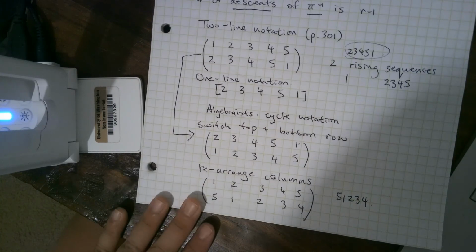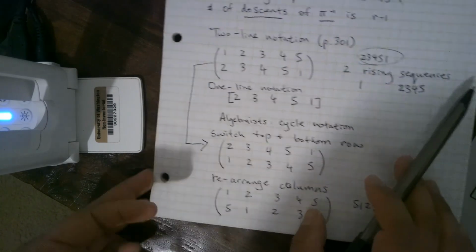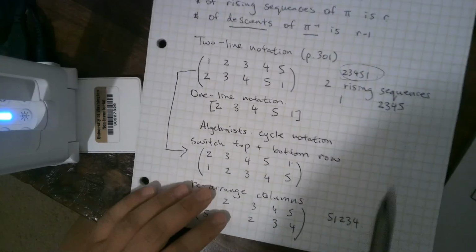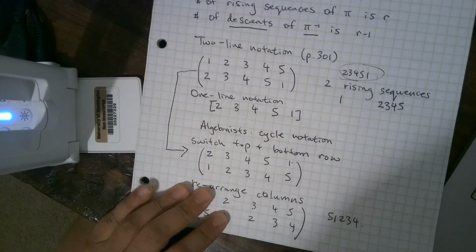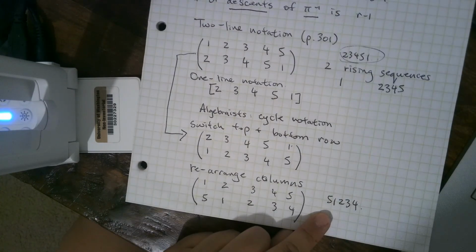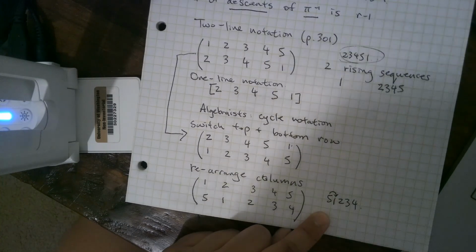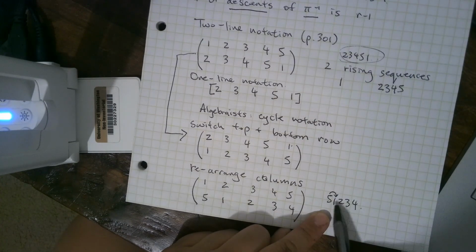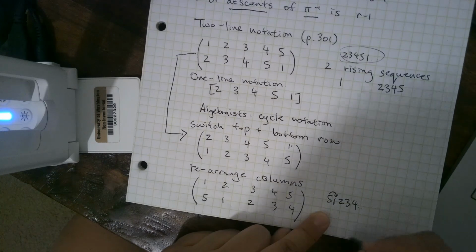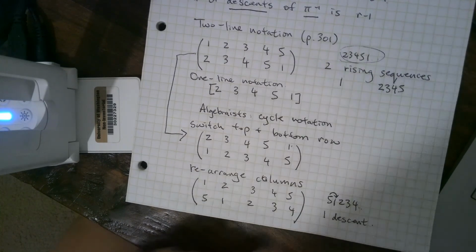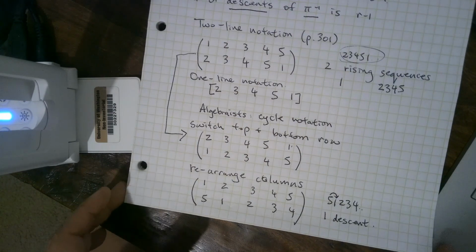Okay, that's an inverse, and I said we also had to talk about what a descent was. A descent is just, as you go from left to right, if the next number is smaller than the previous number, there's a descent. So here there's 1. That's the only descent, because I go smaller and then bigger, bigger, bigger. Okay, so 2 rising sequences, 1 descent.